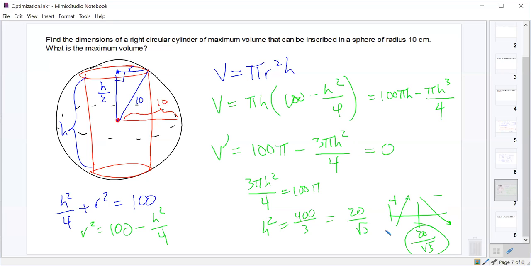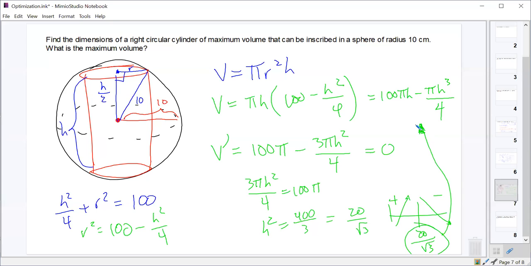And if height is 20 over root 3, we should be able to plug that in to find our volume. And I'm not going to bother to evaluate it out, but we get the idea, right? Or no?